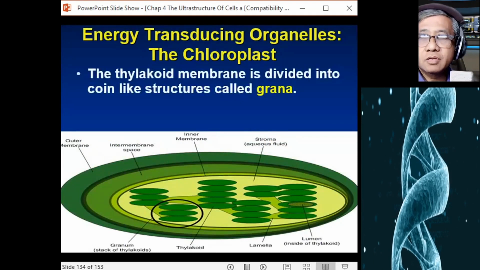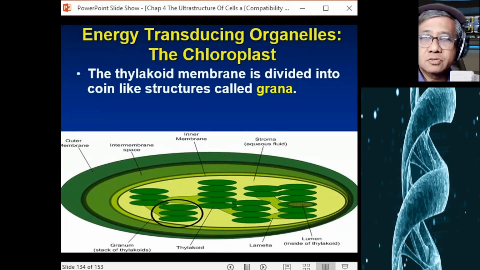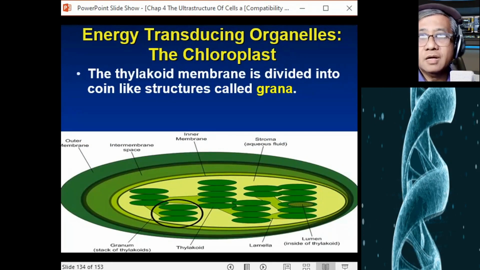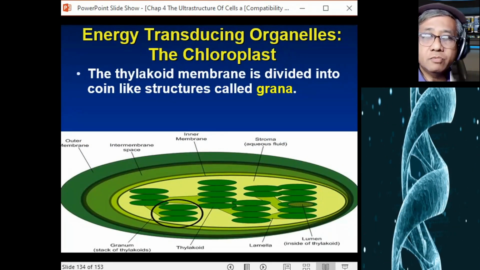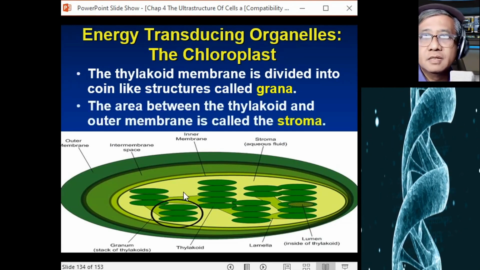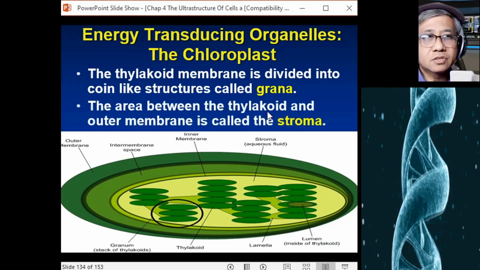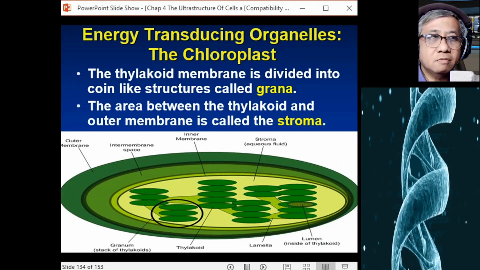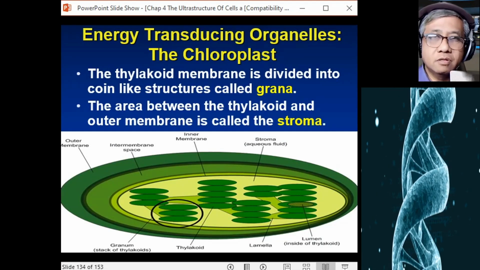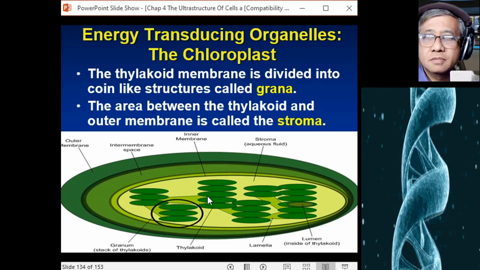Alright, the thylakoid membrane is divided into coin-like structures called grana. So stacks of thylakoids form grana. And in between grana is a fluid-filled space called the stroma. Okay, those thylakoids that form the grana can be compared to the cristae of the mitochondria. The stroma can be compared to the mitochondrial matrix.